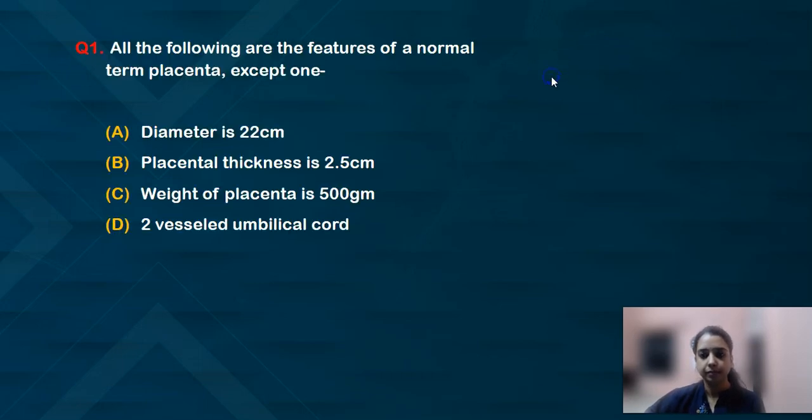So let's start. The first question was: all the following are features of a normal term placenta except one. Diameter is 22 centimeter, placental thickness is 2.5, weight of placenta is 500 gram, or it is a two-vesseled umbilical cord. So it was an easy question. We have taught that in the videos also.